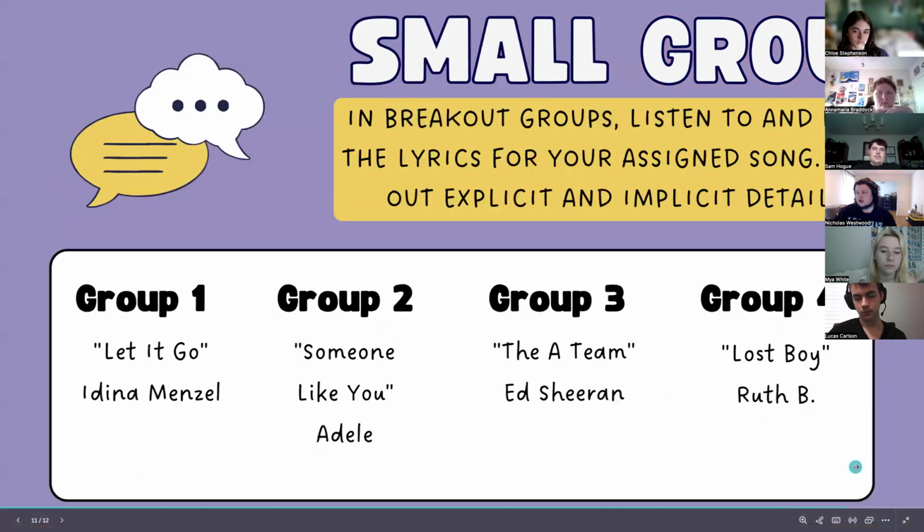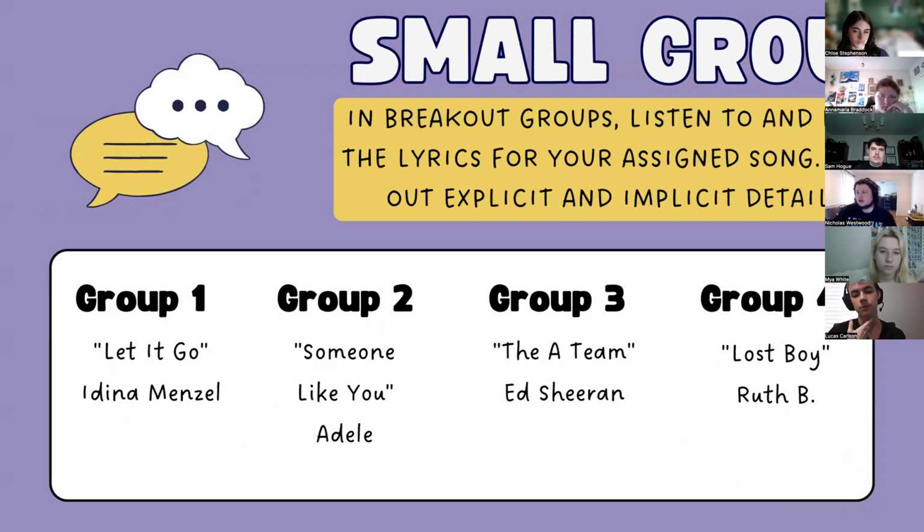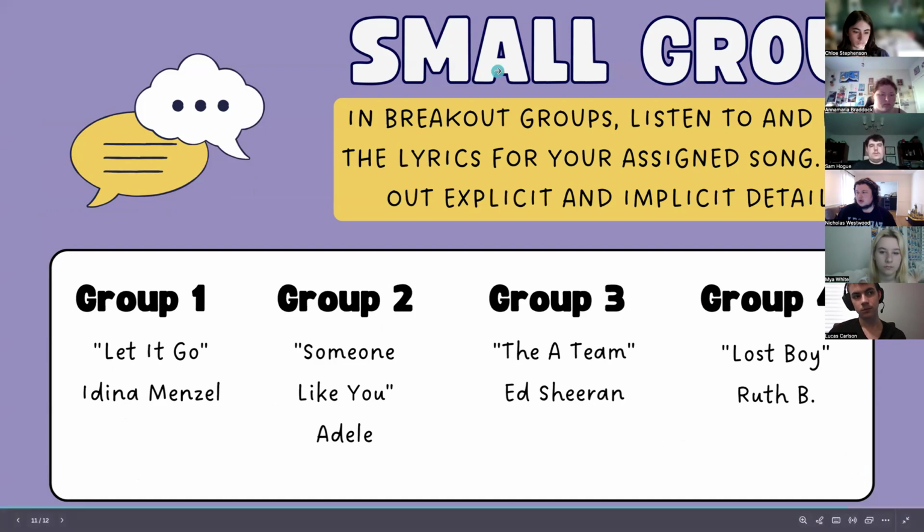Okay, so what you guys are going to do, I'm going to put y'all into 4 breakout groups. I'll also send you the link to the Padlet. It has the lyrics. But what I want you guys to do, you're going to go read the lyrics for your assigned song, and then you're going to pick out at least 3 explicit and at least 3 implicit details as a group. So I'm going to stop sharing.